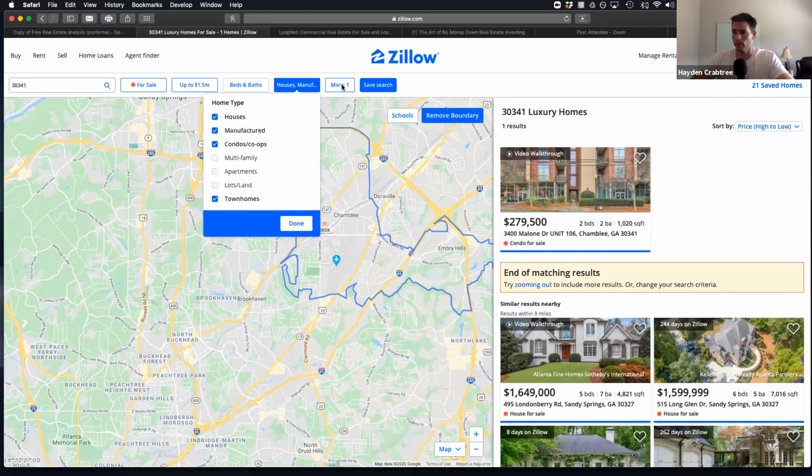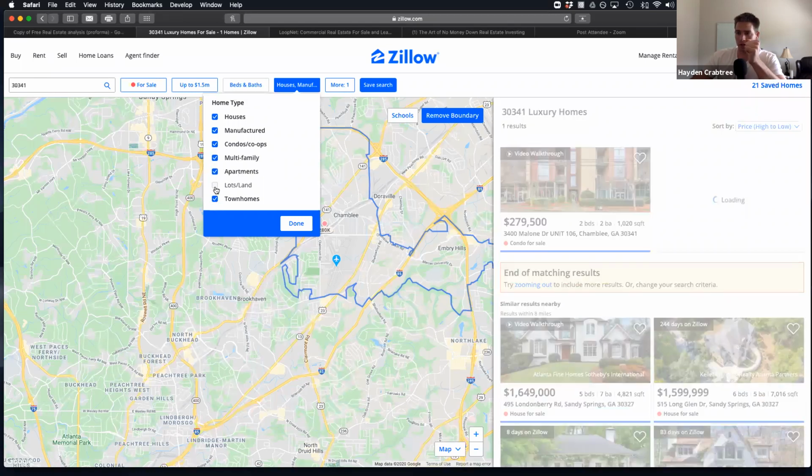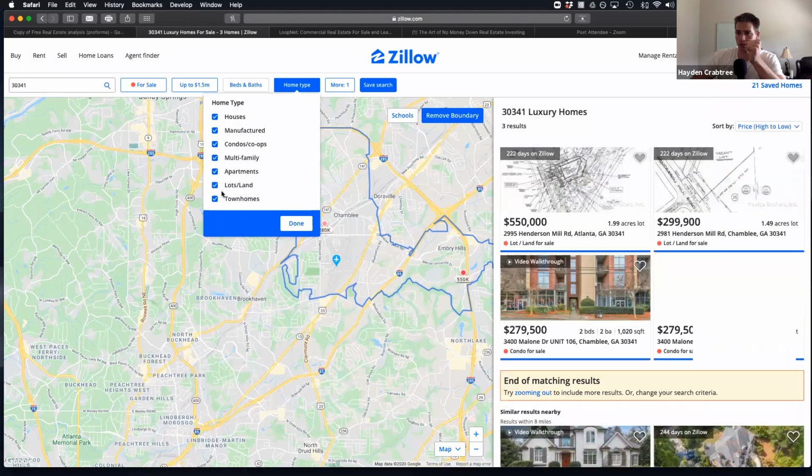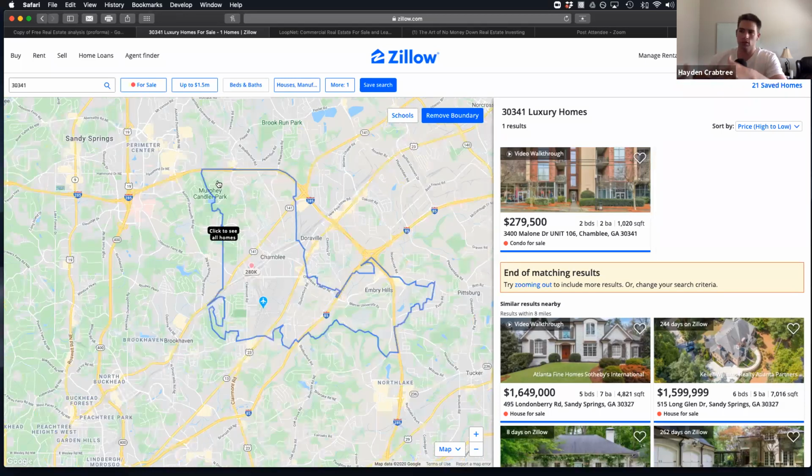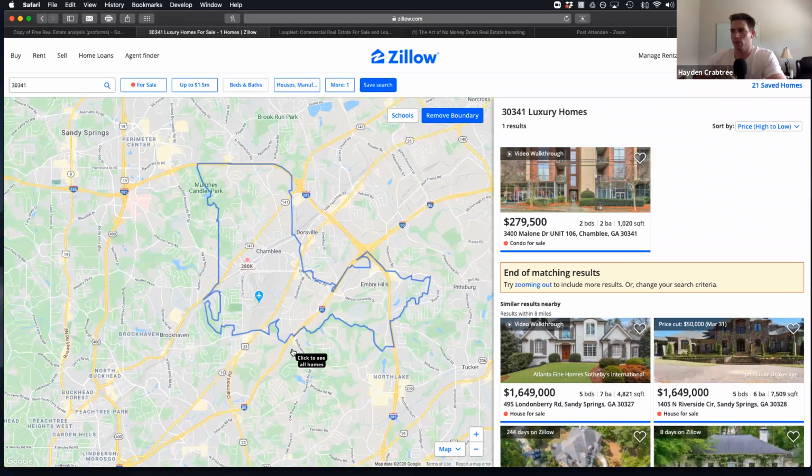Okay. So if we're looking again and going back to what I said here, we don't want lots because they're not going to cash flow. What we want to figure out is what is the best area? So if I'm just searching one zip code, if I'm only looking to invest in the zip code I live in, that's probably not the best idea.